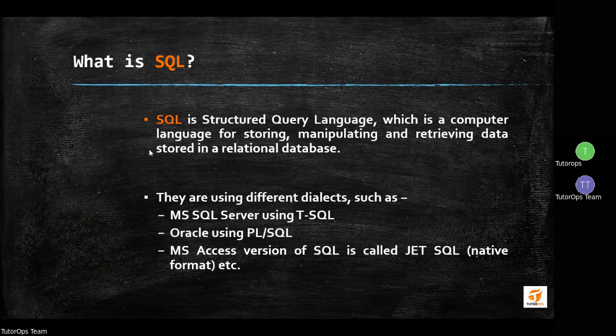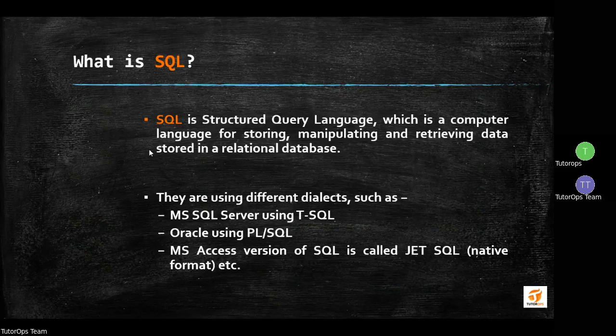What is SQL? SQL is structured query language, which is a computer language for storing, manipulating, and retrieving data stored in a relational database. In simple words: structured query language. In a software, there are two parts. One is front end, another one is back end. Front end means through which users can give some data into the computer, or we are taking some data through front end from user.